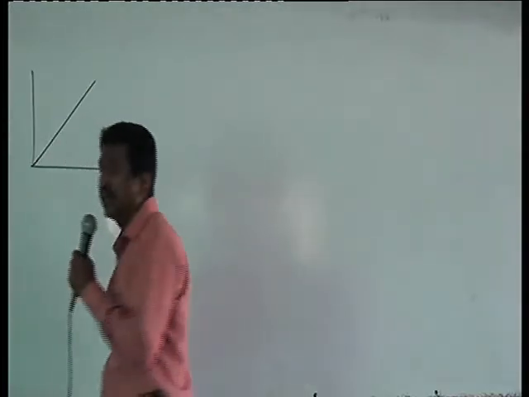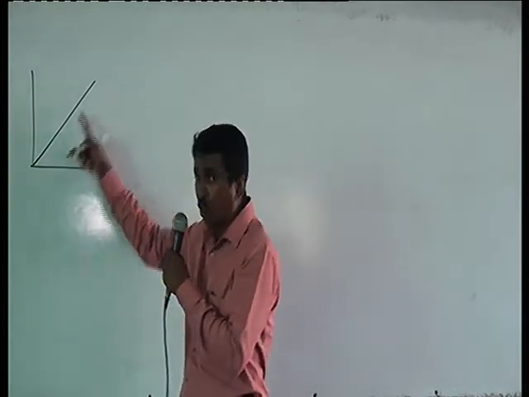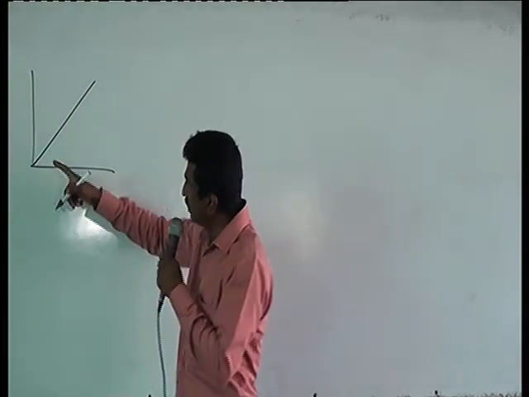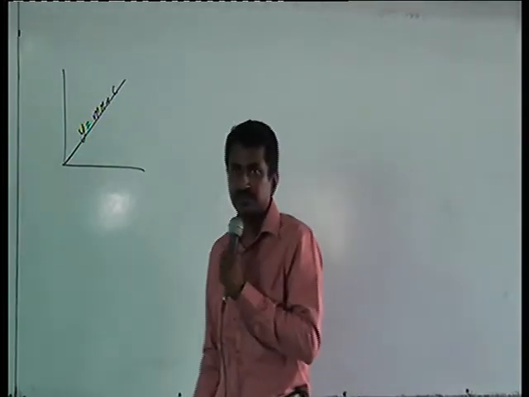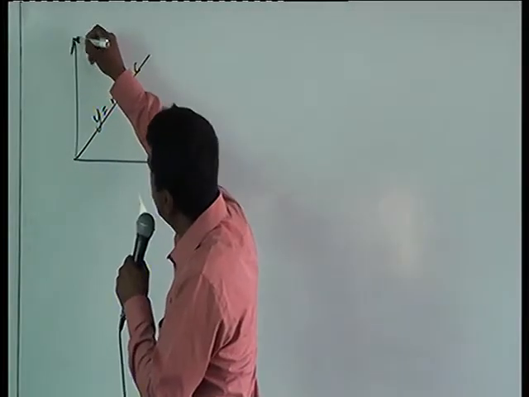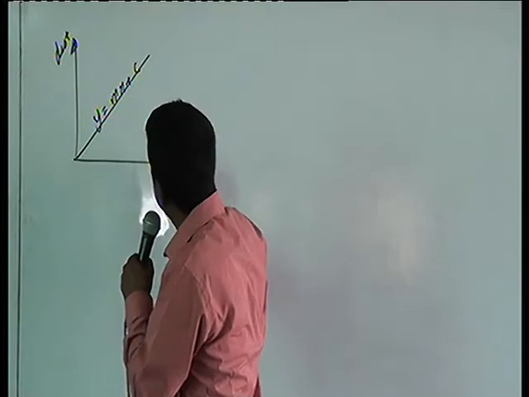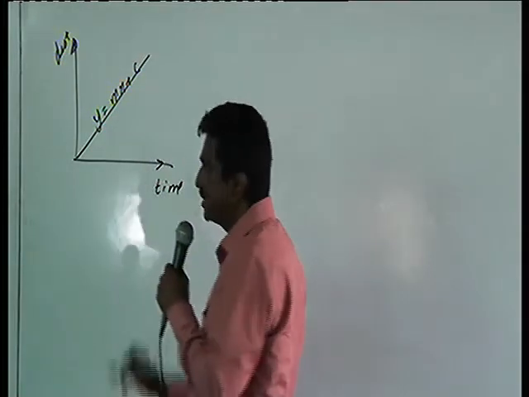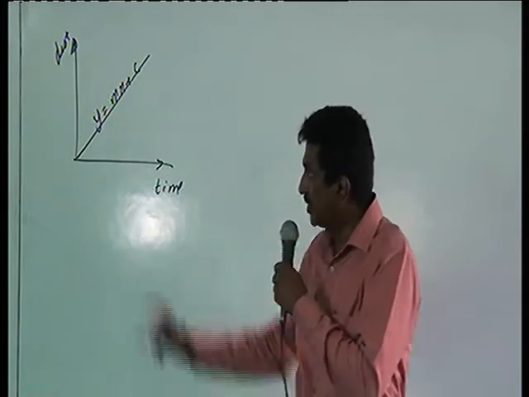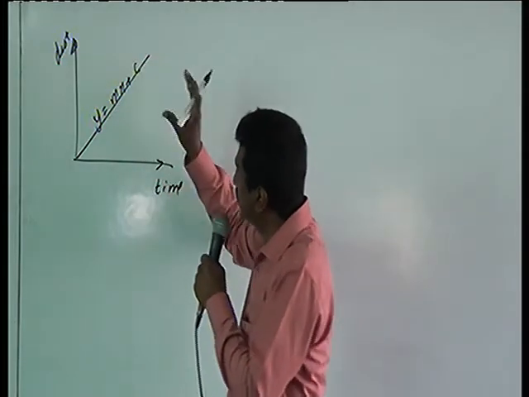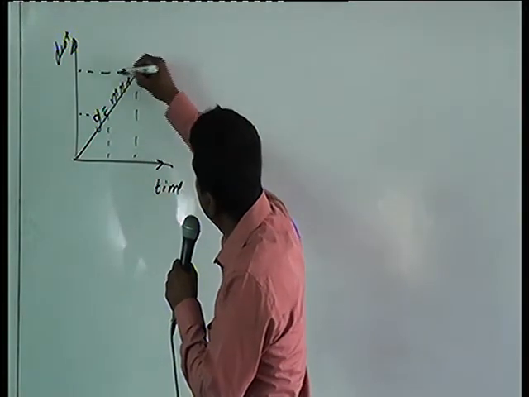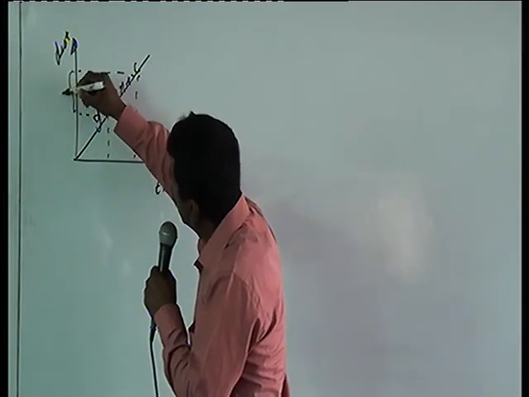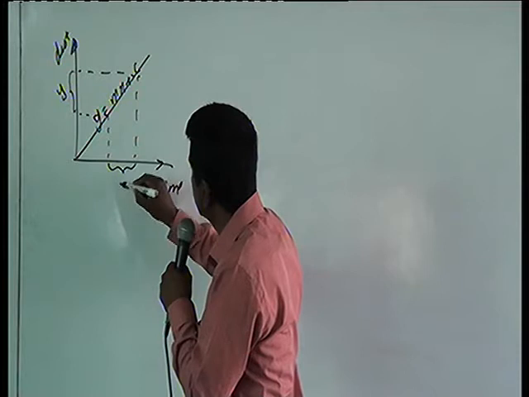If we take a particular graph like this, with a constant gradient, the slope is constant. If the slope is constant, we know the formula y equals mx plus c, where m is constant. Now we can calculate, say for example, this is the distance and this is the time. Then we can easily calculate the speed. If it is a constant speed, we can calculate the difference in the y-axis and the difference in the x-axis.